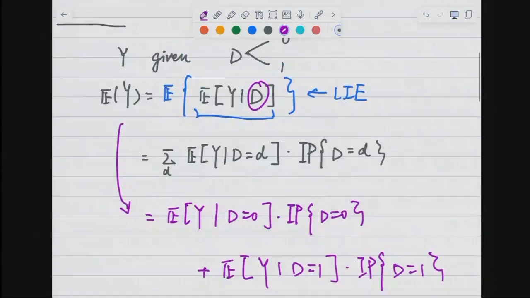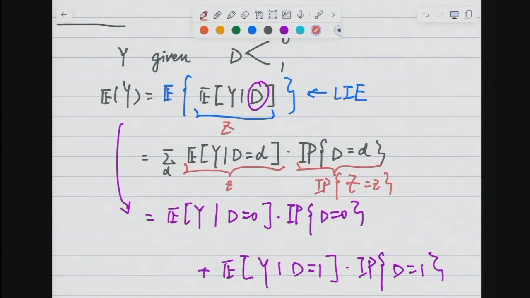Another way to think about it is to treat this as just another random variable z, okay? This is all the possible values that z can take, and this is the probability that the uppercase Z is equal to the lowercase z. So this is how we link conditional expectation with expectation via LIE.